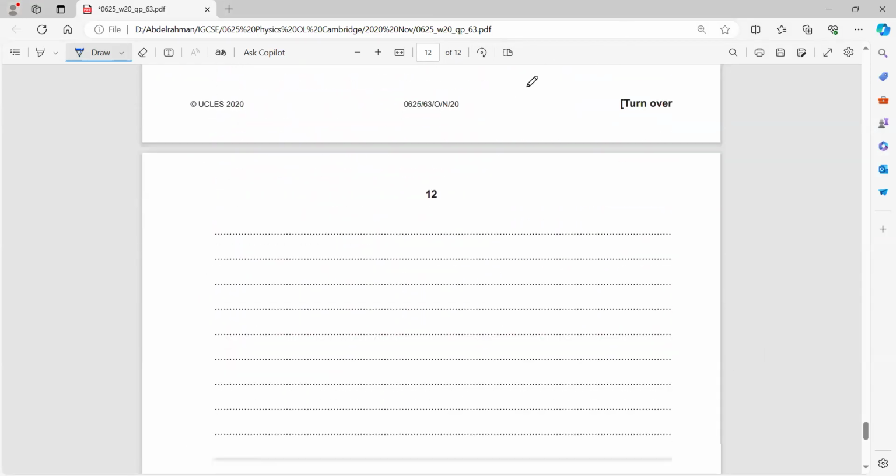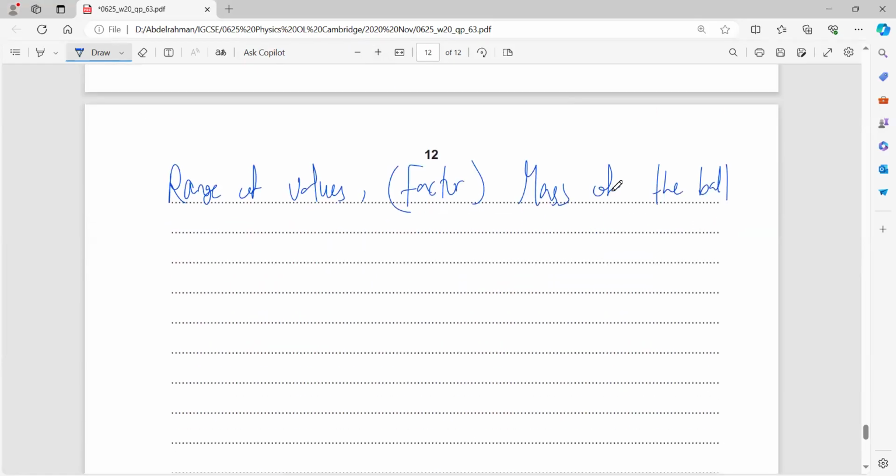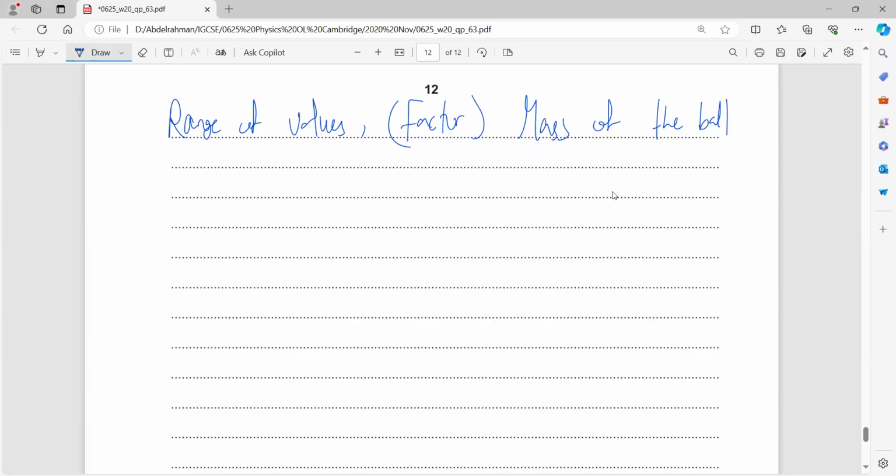One of the factors. What is the factor that I will be changing? What is the range of values? Okay, range of values. What is the factor I will be changing? The mass of the ball. What are some suitable masses that I can use for this experiment? Come on, give me some suitable masses.